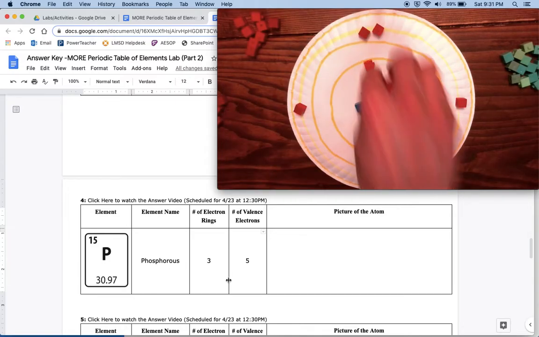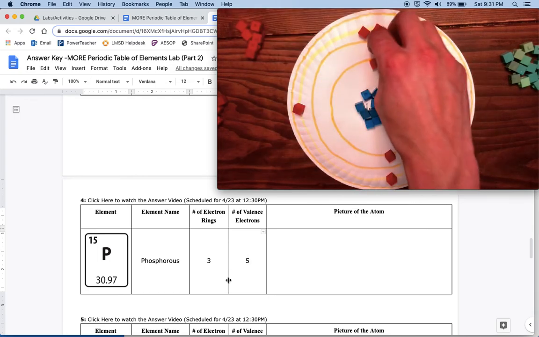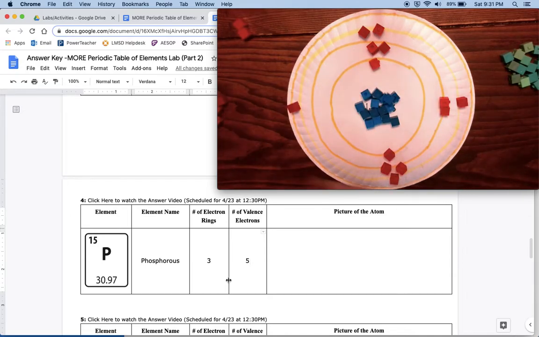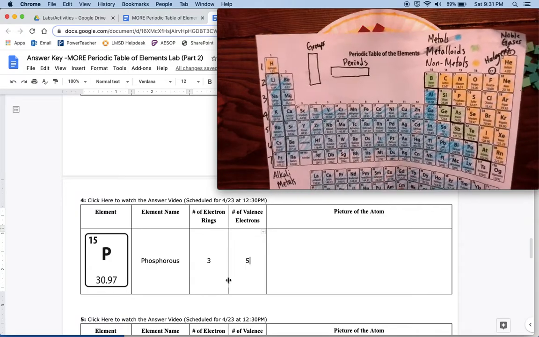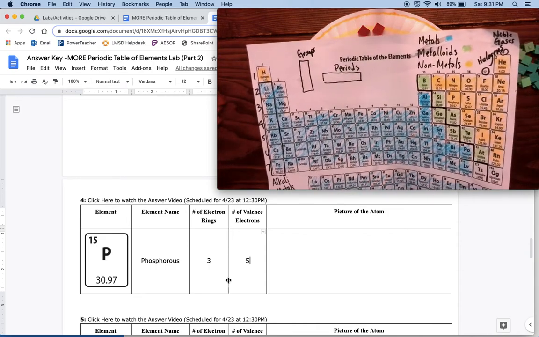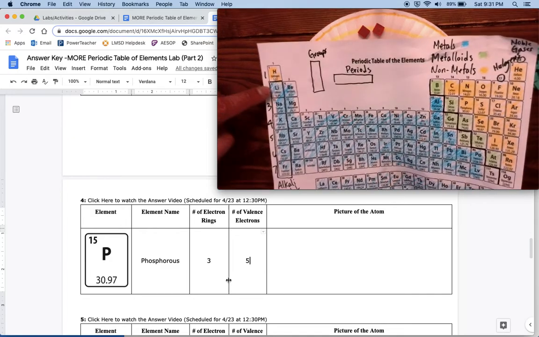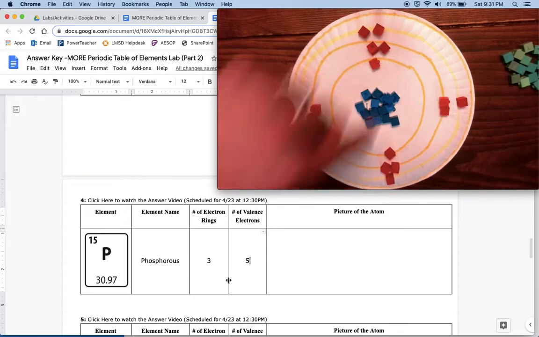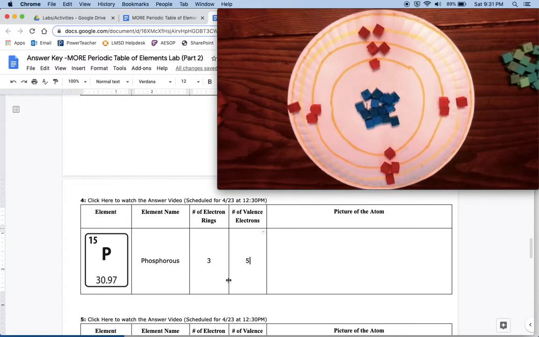Remember, the first 2 go in the 1st ring, and then the next 8 go in the 2nd ring. How do I know that it goes 2, 8, and then 5? Remember, the periodic table tells you all this. The first row only has 2 elements, which means that you can only have 2 electrons. The second row has 1, 2, 3, 4, 5, 6, 7, 8, so you can only fit 8 electrons. You can't put any more than 8. And then the last one has 5 valence electrons, as we've already said.